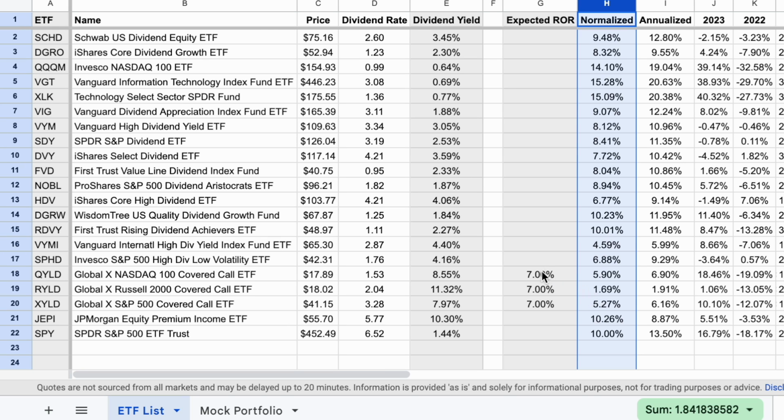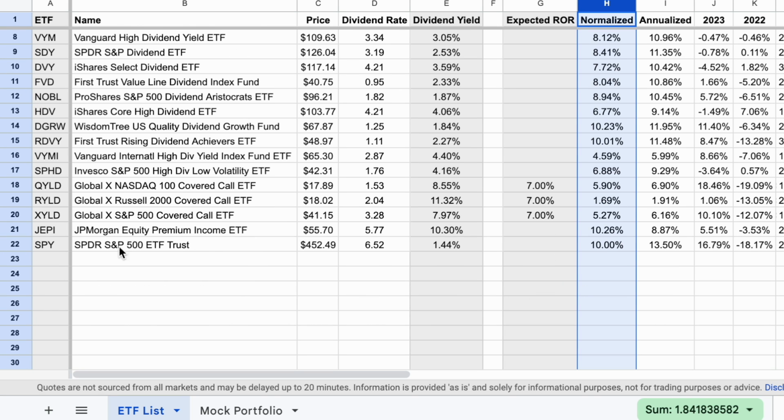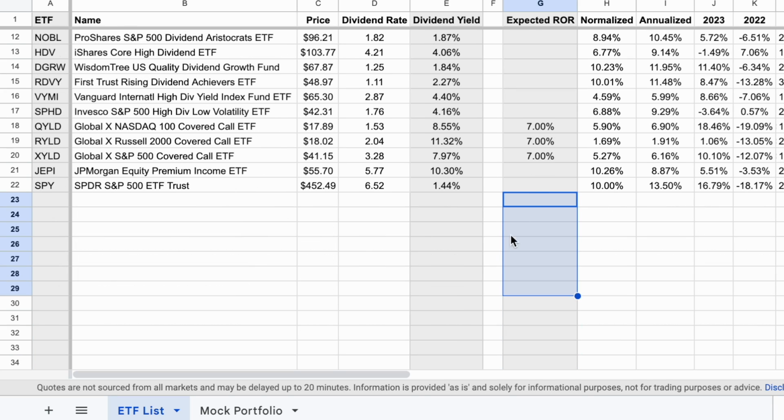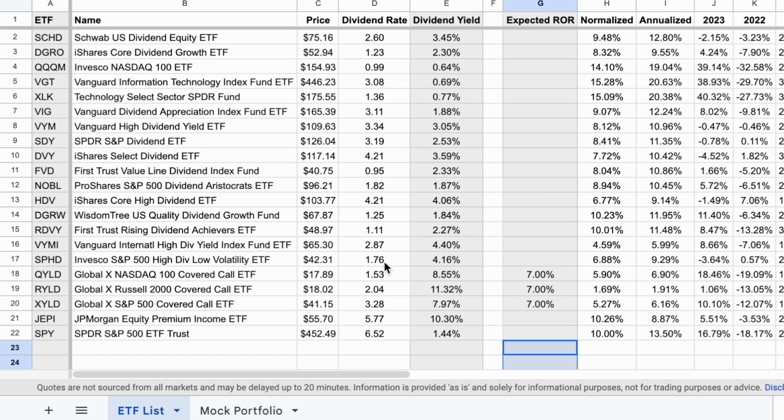You're also not limited to only testing the ETFs I have listed here. If you want to include other ETFs or individual stocks, all you need to do is type in the ticker symbol into column A, the dividend yield for the stock or fund into column E, and what you think the future annual total return will be into column G. Keep in mind that the expected rate of return is the total return, which includes both capital appreciation and dividends. It's very important that you enter the information this way, because the mock portfolio works based on that assumption.